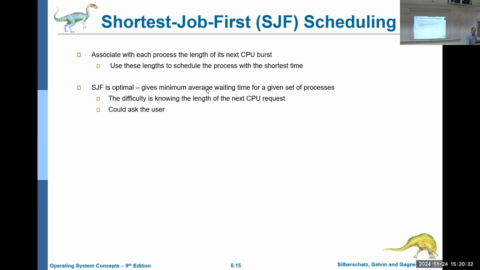So it gives the minimum average wait time for a given set of processes, and not just wait time, also throughput, it gives the maximum. The difficulty is knowing the length of the next CPU burst. How in the world are we going to actually know that? We could ask the user, or the process could report its projected times, but that's also kind of a silly idea. How are you going to do that? So SJF is theoretically optimal. It suffers from basically two problems: one is starvation, and the other is that we don't have a way of knowing the CPU burst.